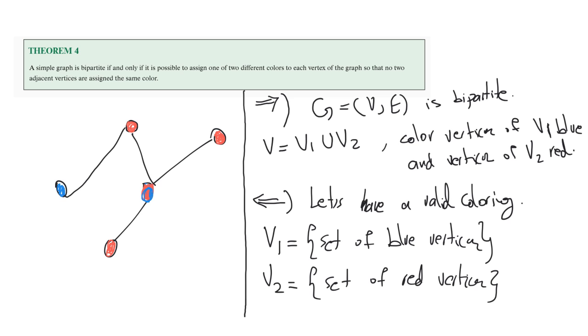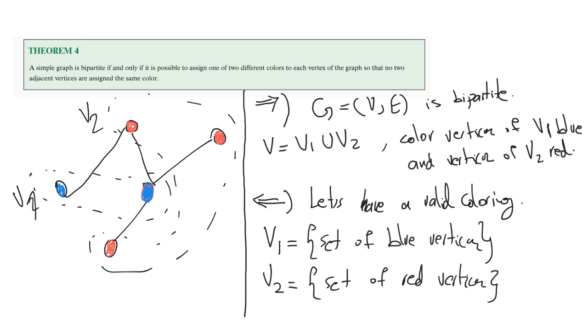Okay, so now if you have this vertex were blue, then this proof tells us that you take these 2 to be V1, for instance, and these 3 to be V2, and now each edge goes between these two sets.